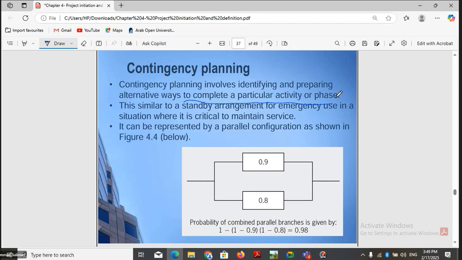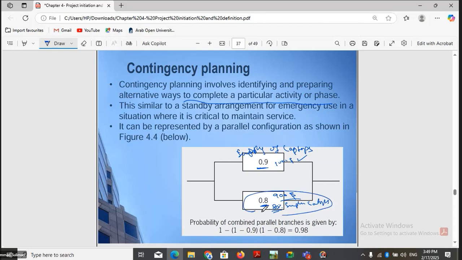For example, let's say that the activity is the supply of laptops. So we connect with one supplier, and he assured 90% that yes, I'm going to supply the laptops for you for $1,000 each. And we also consulted another supplier, who agreed, and it shows 80% surety that he will supply the laptops for us. So you can say that with contingency planning, we have two suppliers.